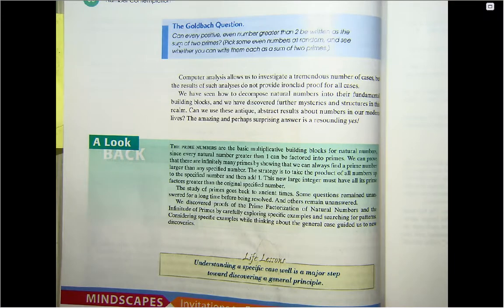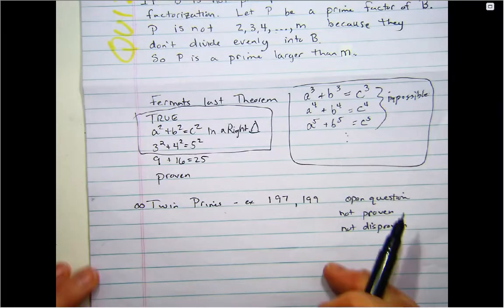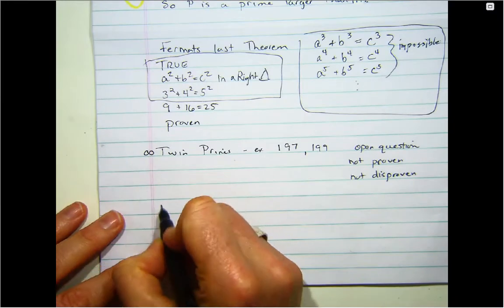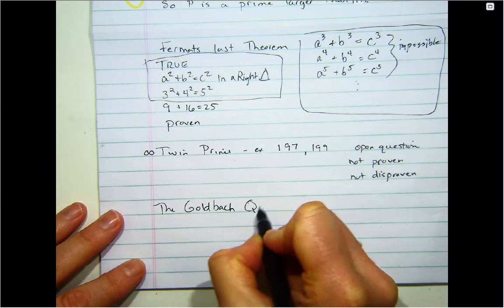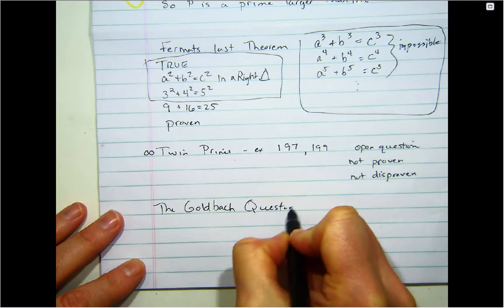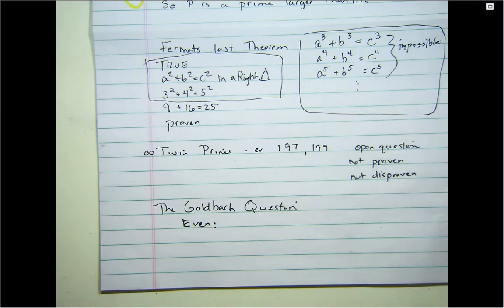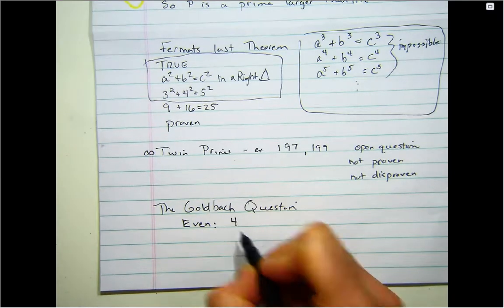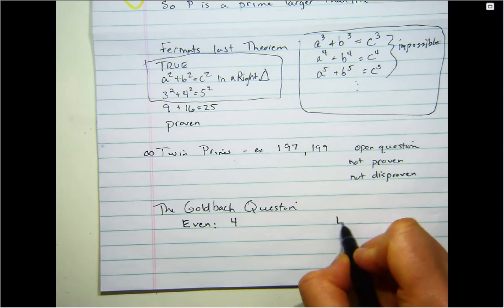So let's pick an even number and see if we can write it as the sum of 2 primes. So we need an even number. So someone provide an even number, please. 4. 4? Okay, and I heard another one. What was the other one? 12. 12. Okay, great. Okay, so we have 2 even numbers.